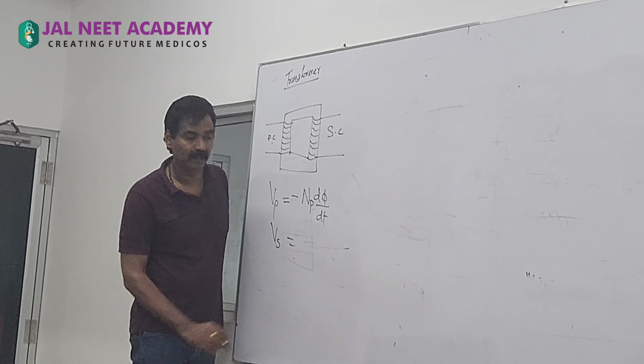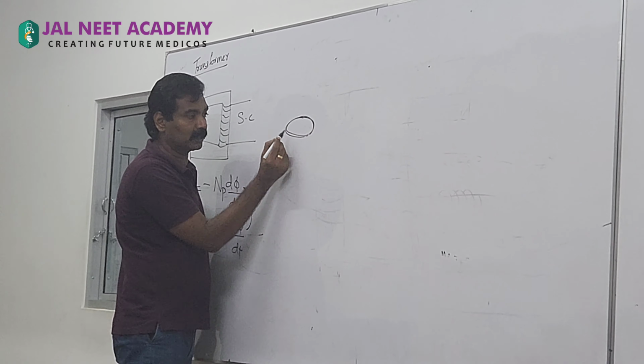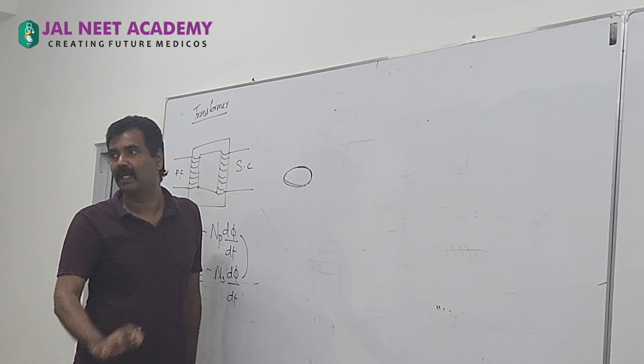Here there is a small practical difference. Theoretically both are the same: the flux in a single turn in the primary is equal to the flux in a single turn in the secondary. Practically they are not the same. Theoretically they are the same, because when one coil is wound over the other, the first coil's flux completely links the second coil.